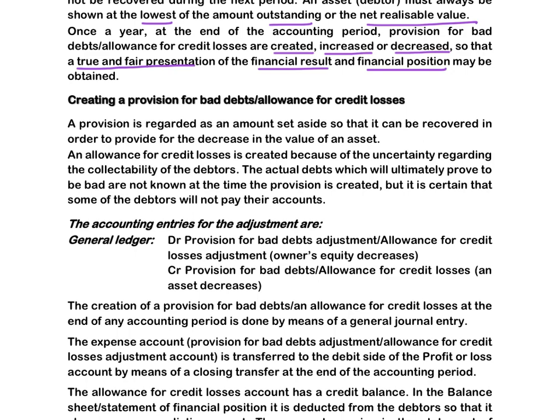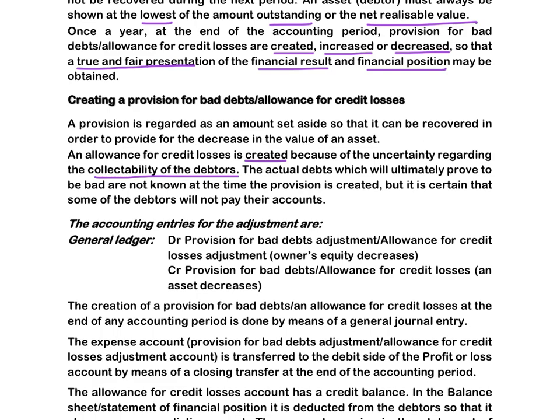An allowance for credit losses or provision for bad debts is then created if it's the first time that you decide to do this, because there is uncertainty about the collectability of some of the debtors. The actual debt which will ultimately prove to be bad debts are not known at the time when the provision is created, but you know that certain debtors will not pay their account. So this is not people that you really write off the debt as you would do with people that is insolvent, dead, or disappeared. This is a provision in case people don't pay in the future.